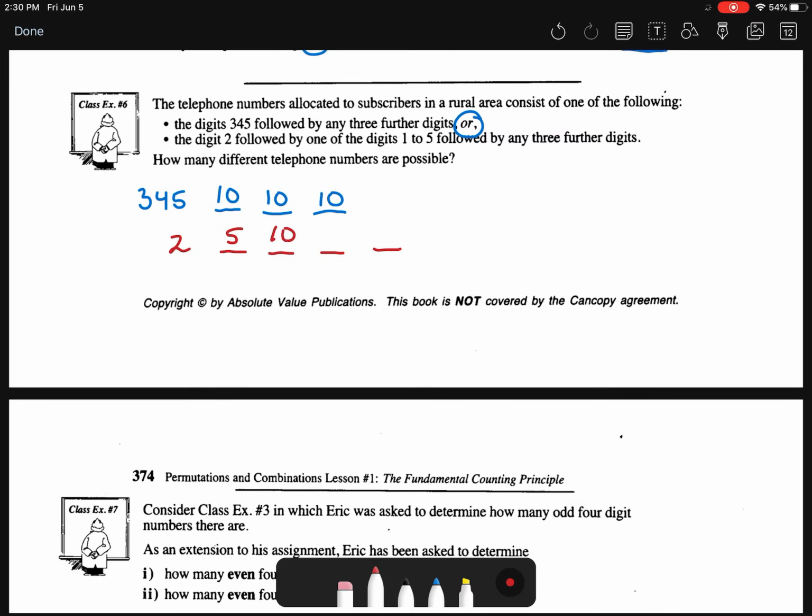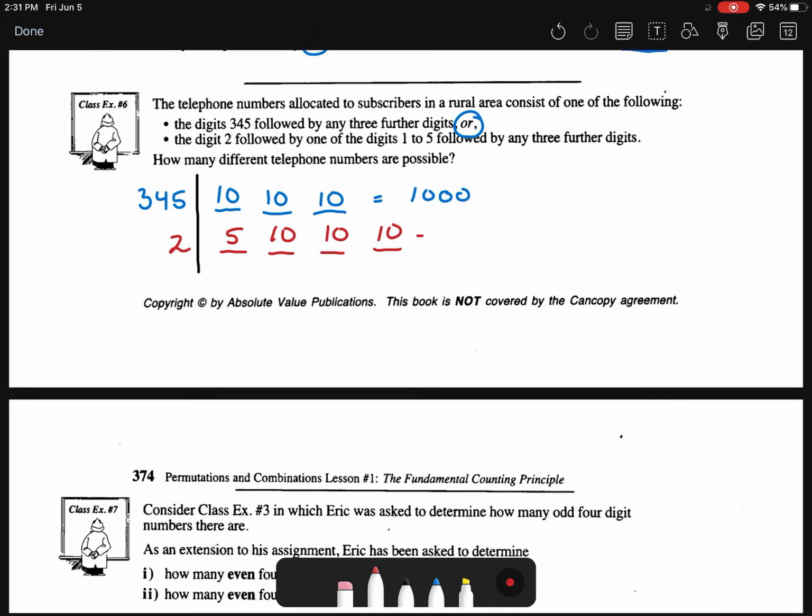And then followed by any 3 further digits. So that's 10, 10, and 10. So the numbers that these things start with do not affect the calculation because every number is going to start with either a 3, 4, 5, or a 2. So it doesn't matter. So what I do is I calculate these 2 scenarios.